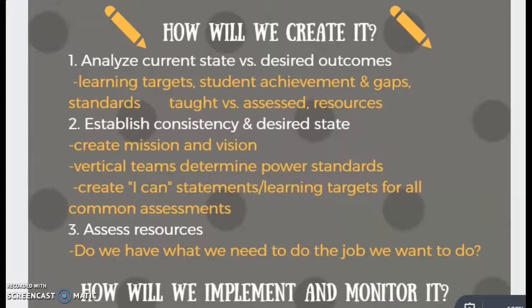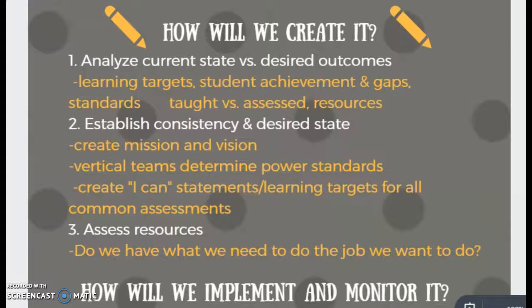We will also, in our curriculum, have I can student-friendly statements that are observable and measurable. We will take standards, turn them into learning targets, and then from those learning targets, or maybe the same as those learning targets, will be these I can statements written in a language that students can access and understand, because it has to make sense to them, or the goals they set for themselves won't make sense. The next question is, how will we create it?